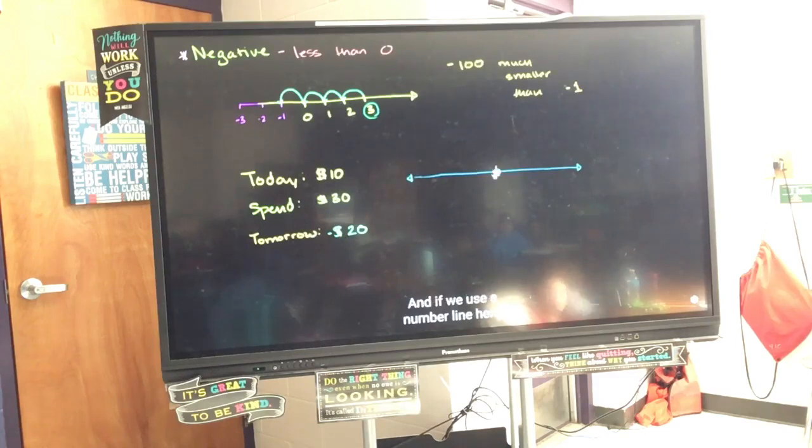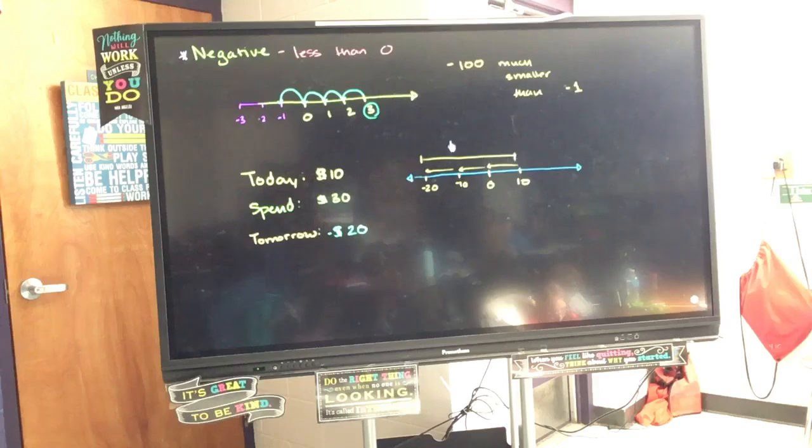And if we use a number line here, it should hopefully make a little bit of sense. So that is 0. I'm starting off with $10. And spending $30 means I'm moving 30 spaces to the left. So if I move 10 spaces to the left, if I only spend $10, I'll be back at 0. If I spend another $10, I'll be at negative 10. If I spend another $10 after that, I will be at negative 20. And this whole distance right here is how much I spent. I spent $30.